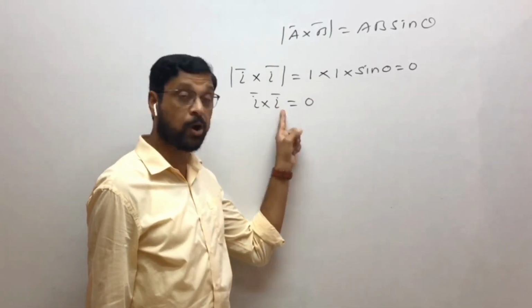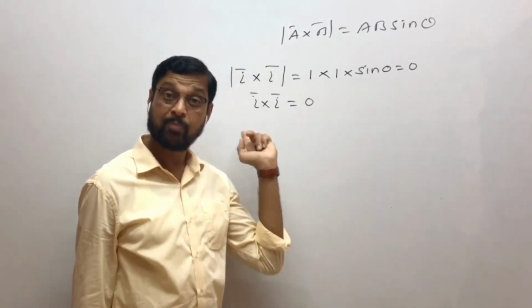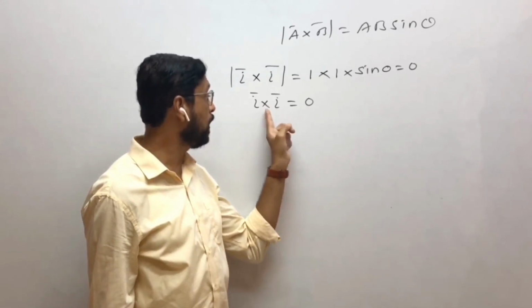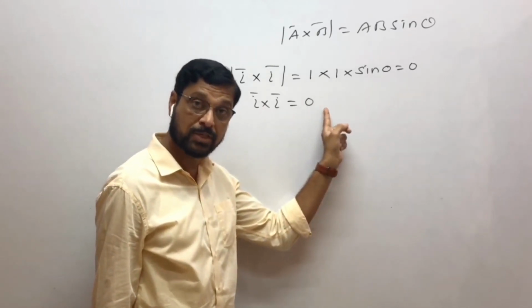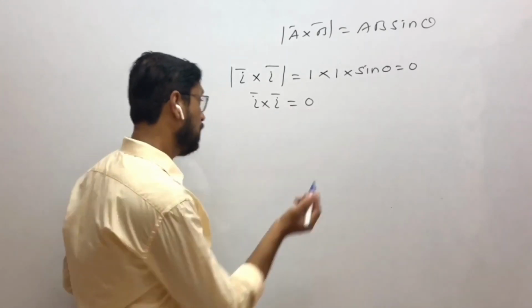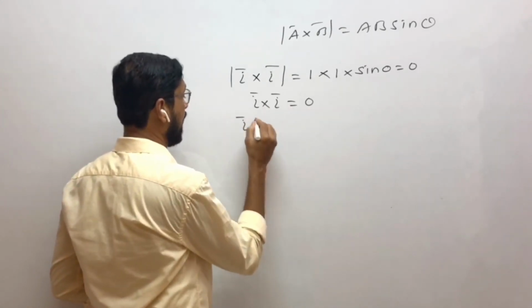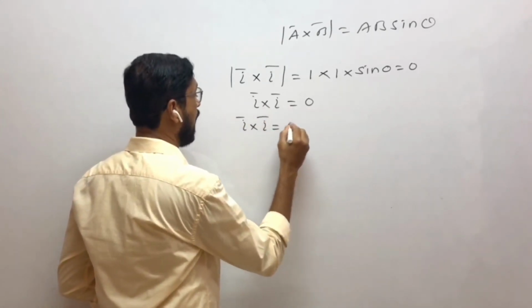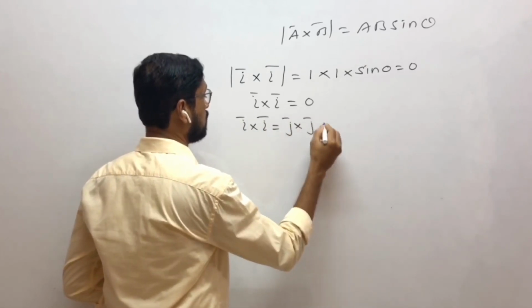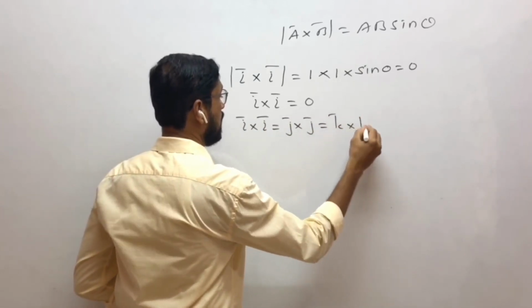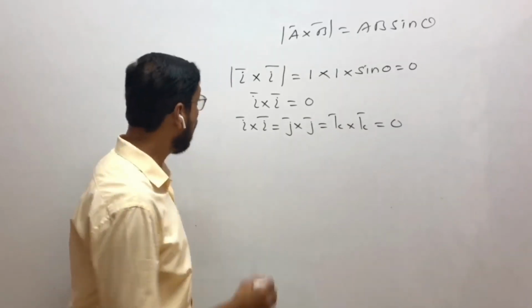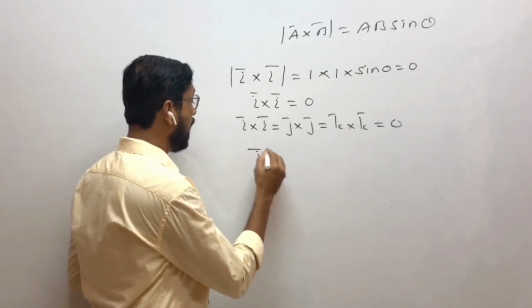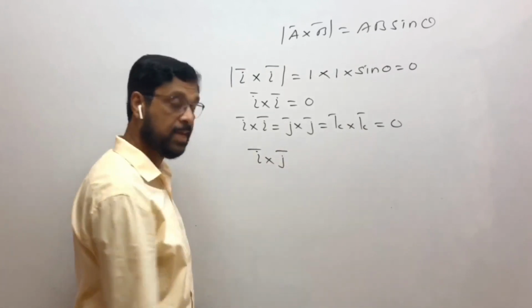Self cross product, what do we call this? Self cross product of a unit vector, a rectangular unit vector, is equal to 0. I cross I is equal to 0. So similarly, you can say that I cross I is equal to J cross J is equal to K cross K is equal to 0. Now, what about I cross J?